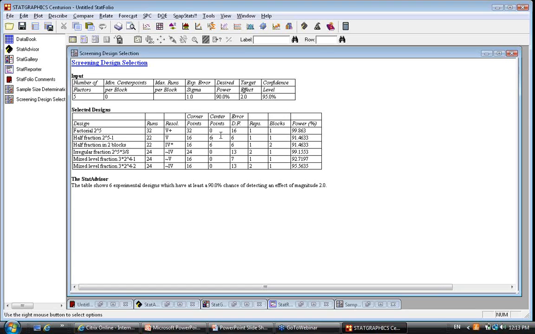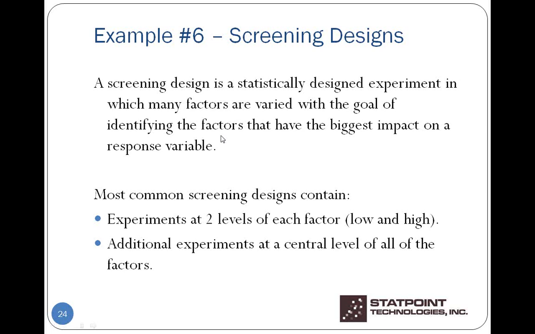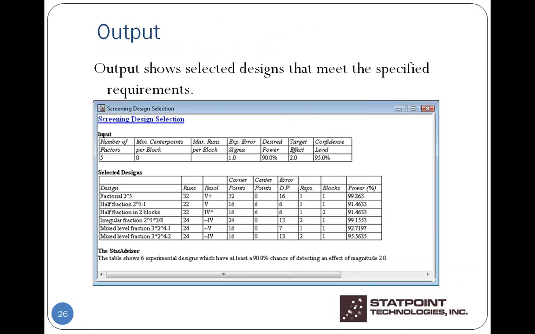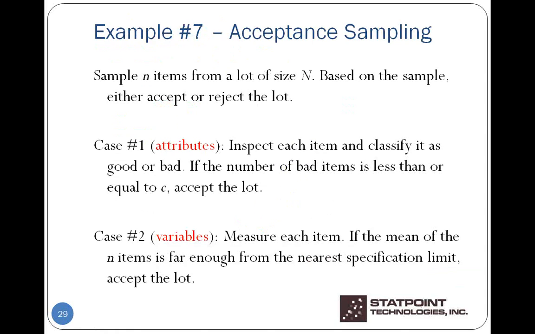All right. One more example. That was my screening design example. One more example, then I'll take some questions. Example number 7, acceptance sampling. This is the one procedure that's actually in Statgraphics, not under the tools menu. It's actually under the SPC manual. And it is most widely used, at least, when you're doing incoming inspection.